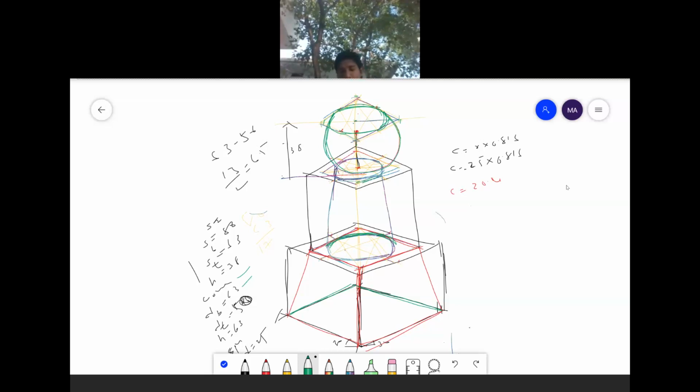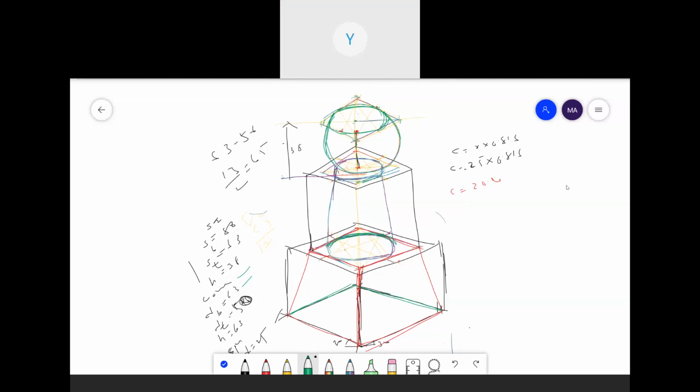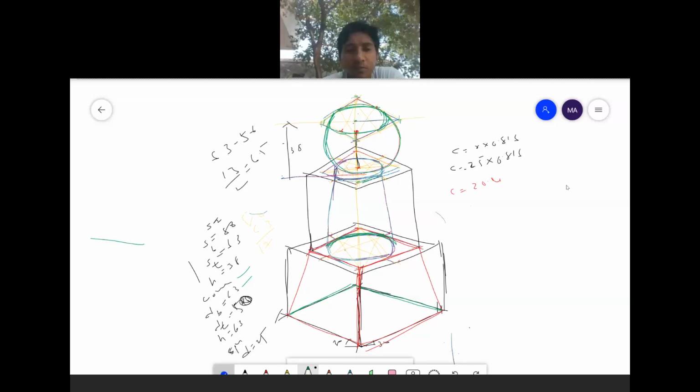Do you have any doubts? Is it clear? Sir, above the circle of radius 25, you drew a rhombus, sir. How did you draw that? Okay, I will explain it here. Let's see.